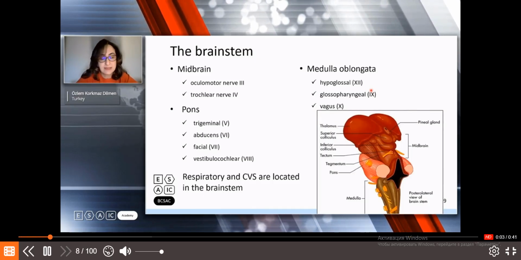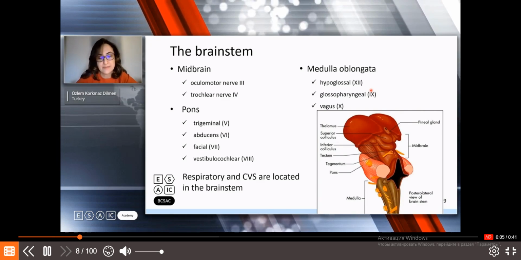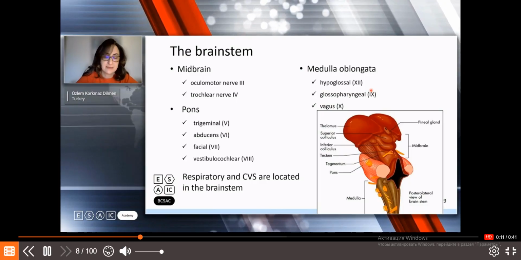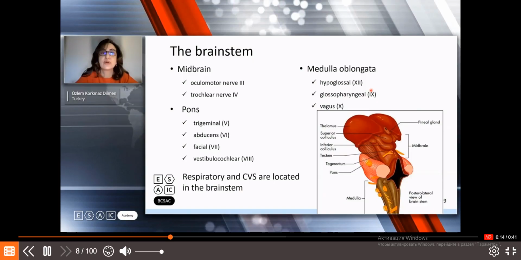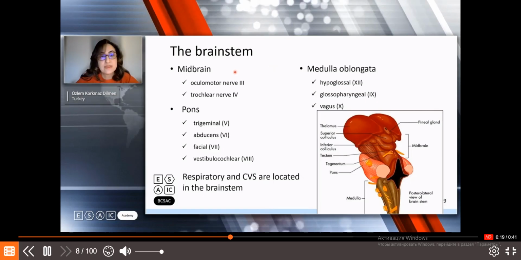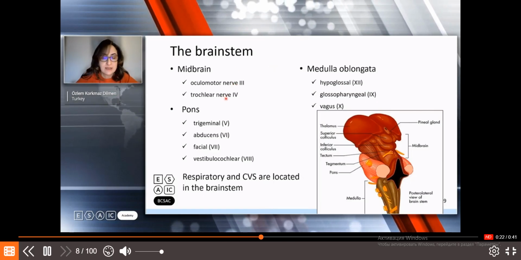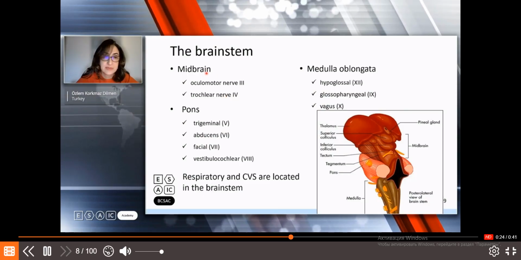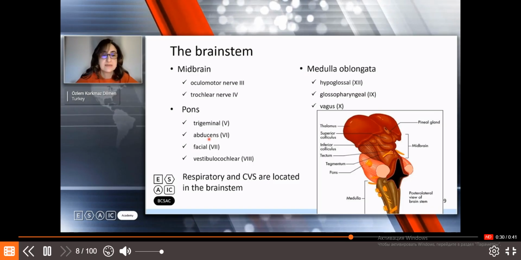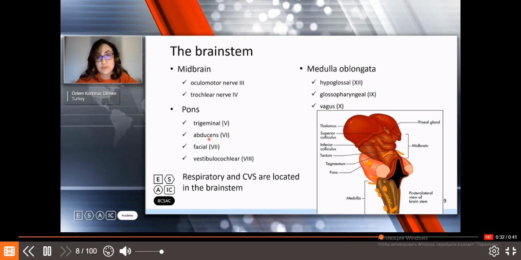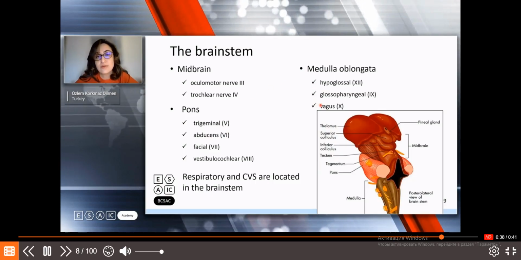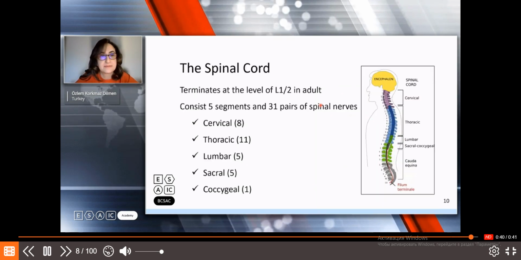The midbrain, medulla oblongata, and pons make up the brainstem. The respiratory and cardiovascular centers are located in the brainstem, and several nerves emerge from it. The oculomotor and trochlear nerves emerge from the midbrain. The trigeminal, abducens, facial, and vestibulocochlear nerves emerge from the pons. The hypoglossal, glossopharyngeal, and vagus nerves emerge from the medulla oblongata.